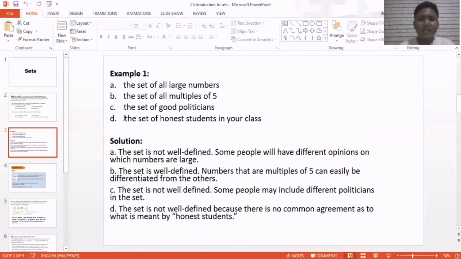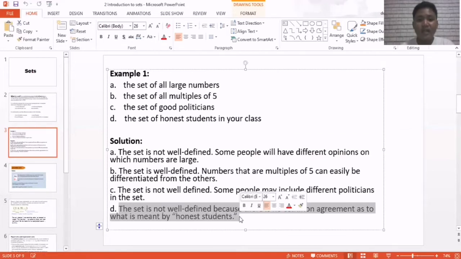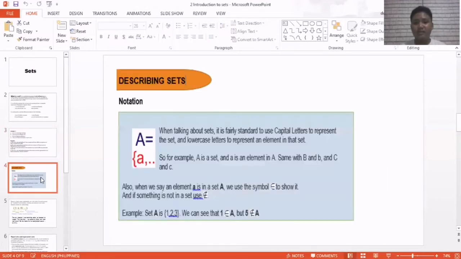Next, letter D, the set of honest students in your class. The answer is not well defined because there is no common agreement as to what is meant by honest student. So what is the basis for being an honest student? Not everyone in the classroom is honest, right? So, not well defined.